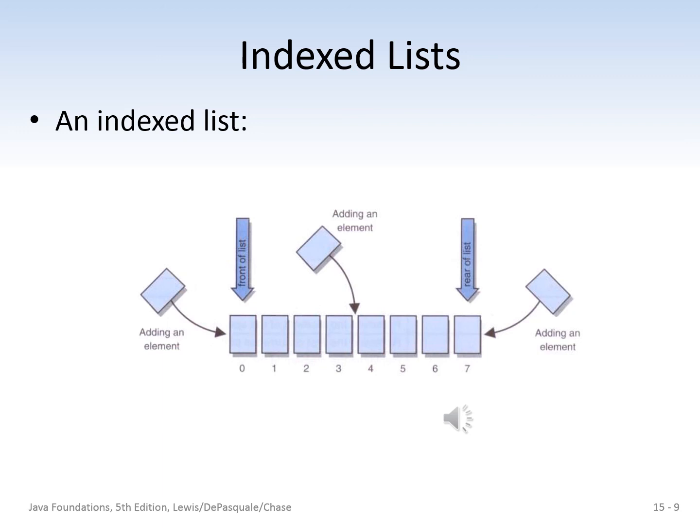So hopefully you're starting to see the differences between ordered, unordered, and indexed lists. And obviously, we're going to implement each of these list types in code.